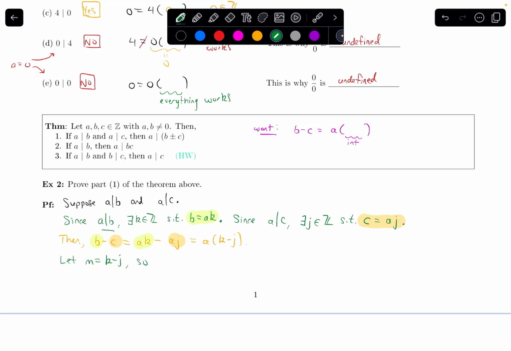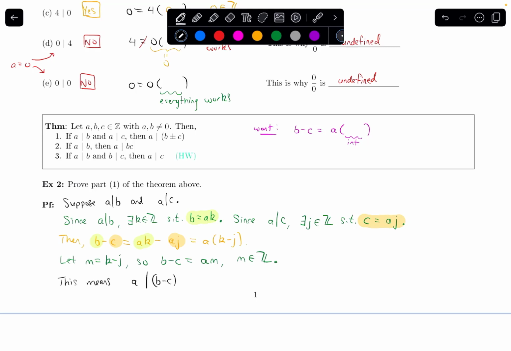In doing that, the b minus c that I started with, b minus c equals a times the thing in parentheses, which is m. And I know m is an integer, because this thing is just subtracting two integers, which is an integer. So what we've shown is b minus c is a times an integer. b minus c is a multiple of a. Well, that's exactly what we want. This means that a divides b minus c. And that proves it.